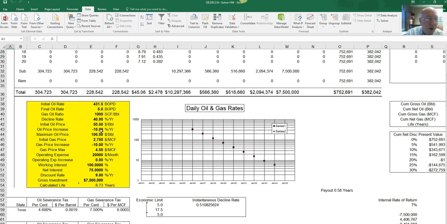But you can see this is what it's saying. Let's assume that commodity prices decrease 10% a year. Then if my well comes in at less than 430 barrels a day, then I'm going to have an uneconomic well. On to problem 3.